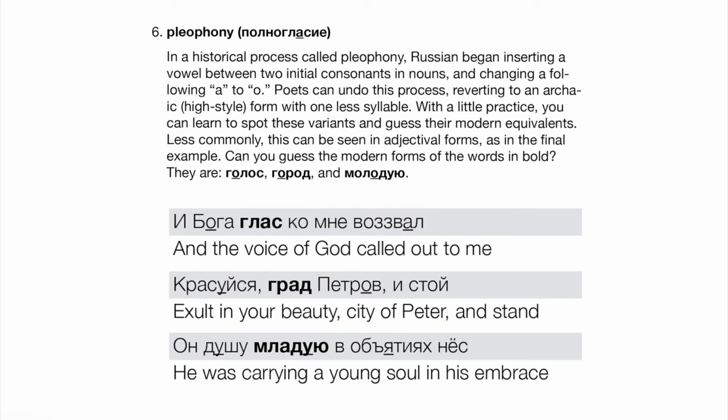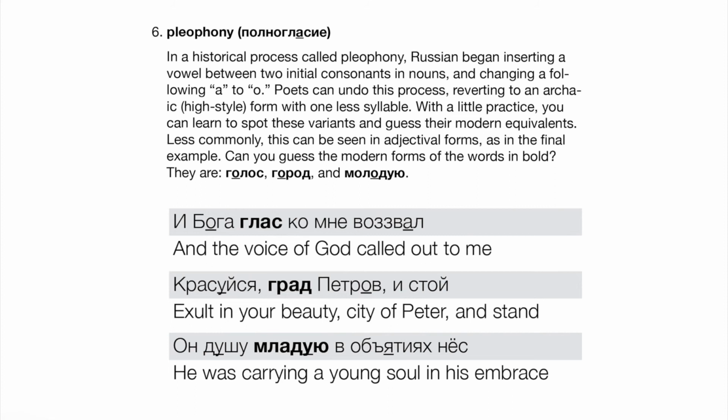Right? Okay, can you guess the modern Russian for young? Молодой. Right? So here we have feminine accusative. Он душу молодую в объятиях нес. Okay, that would be way too many syllables. So instead of молодой, Lermontov is using младую. Он душу младую в объятиях нес.